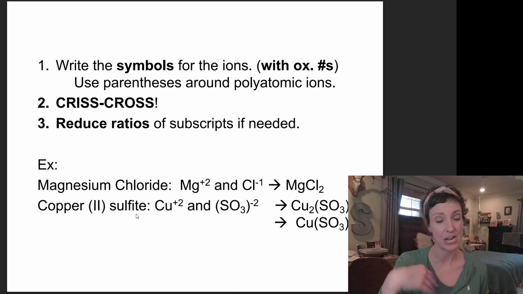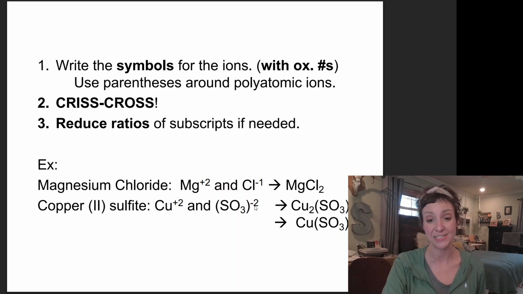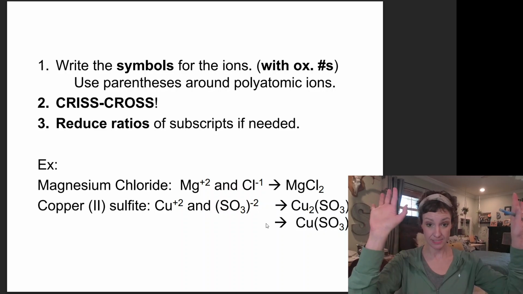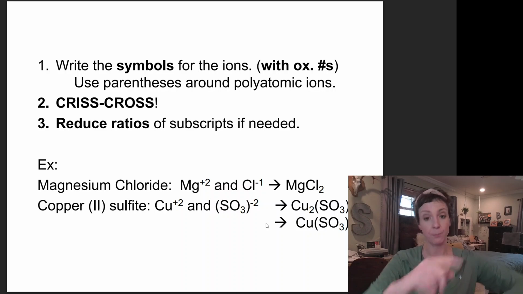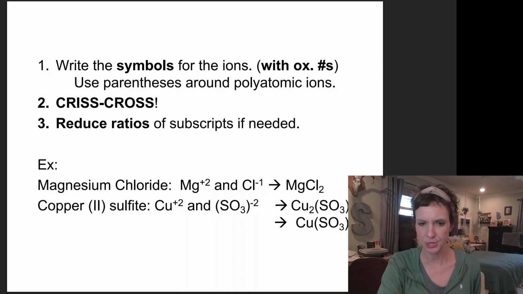And then I have sulfite. Sulfite is a polyatomic ion. It is SO3 with a -2 charge. So here I've written the symbols and the oxidation numbers, and then I crisscross them down. Boom. So here, everybody gets a 2 from the opposite guy.